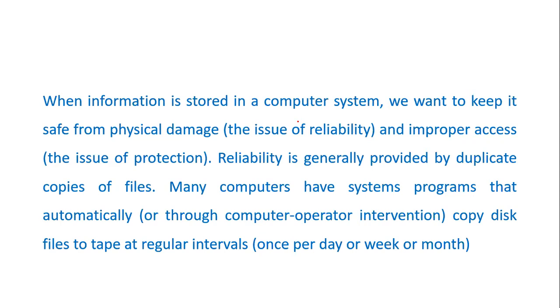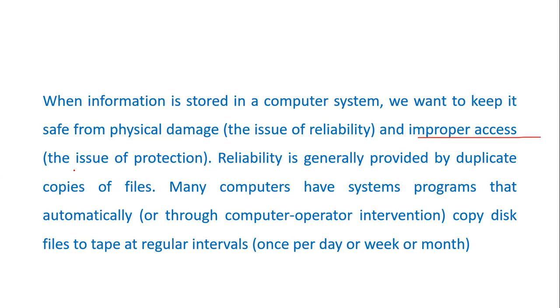When information is stored in a computer system, we want to keep it safe from physical damage, which is the issue of reliability, and from improper access, which is the issue of protection. We have stored information as a file in the system memory, and we have to keep the file safe from physical damage and improper access. Improper access means the file may be accessed by other users. So we need to concentrate on these two.